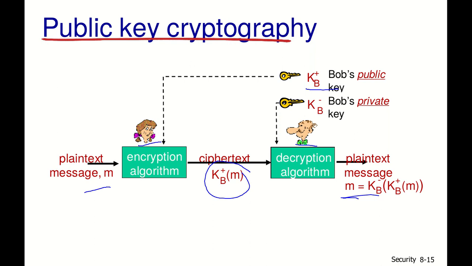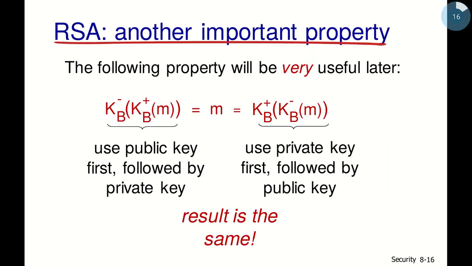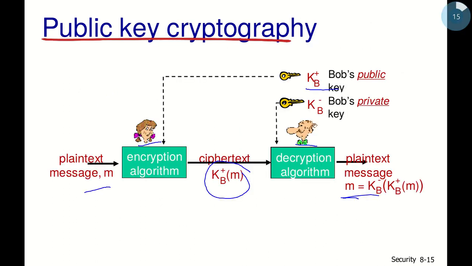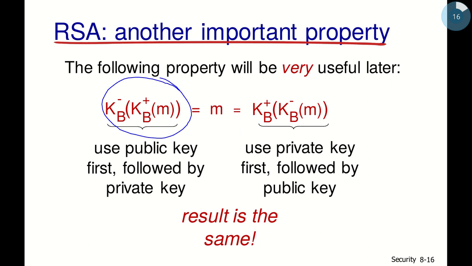Before we go to the digital signature, I want to highlight one important property in RSA, or in public key cryptography, which is basically this left hand side. This is the notation that we use in encryption. Let's say anybody wants to send a message to B. This person can use B's public key to encrypt the message, and then B can decrypt the message by using its own private key.